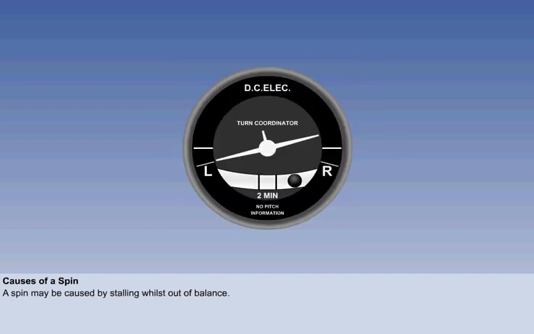The cause of an inadvertent spin is exceeding the critical angle of attack with an inappropriate use of rudder. In other words, flying out of balance. If prompt recovery action is not taken, an incipient spin may well develop into a full spin.